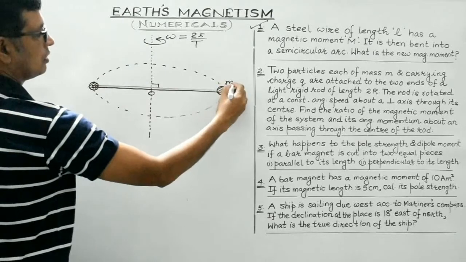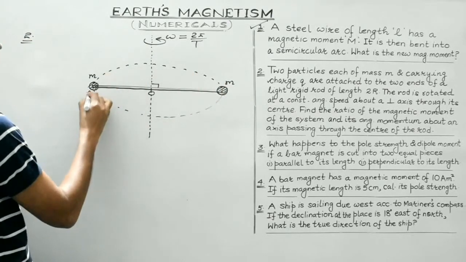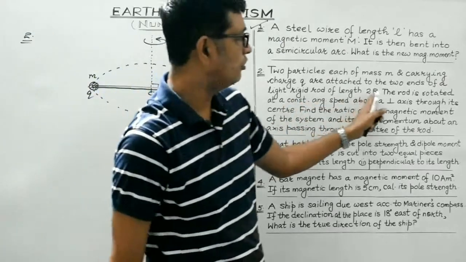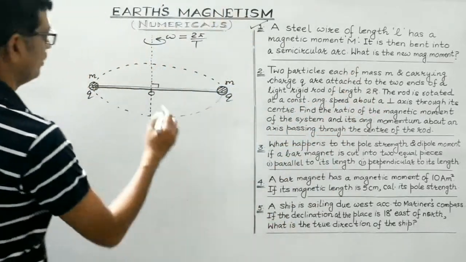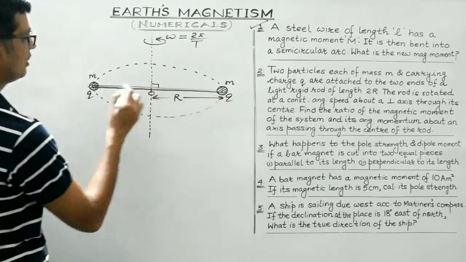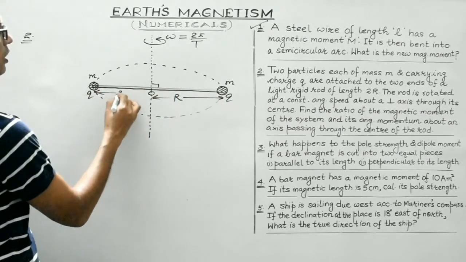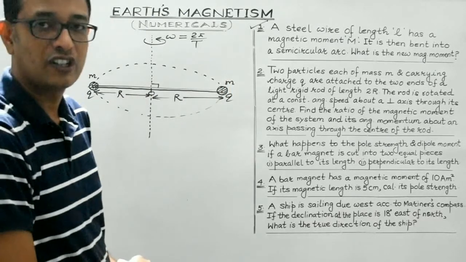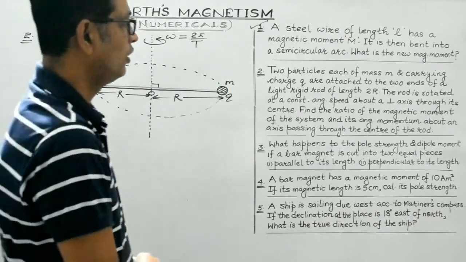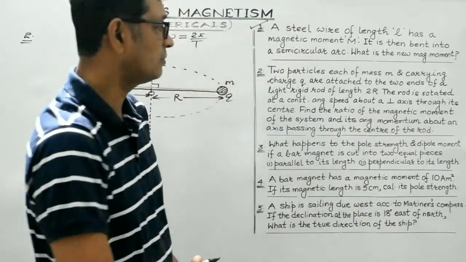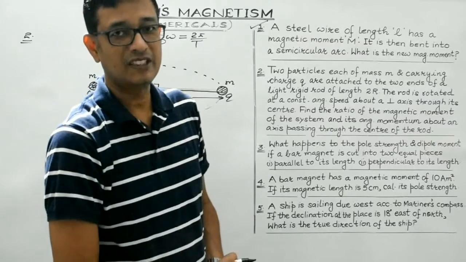Each is of mass m and each carries charge q. And the length of the rod is 2r, right? So this would be r. This is the central point. So this would also be r, so that the total length of the light rigid rod is 2r. We are supposed to find the ratio of the magnetic moment of the system and its angular momentum.